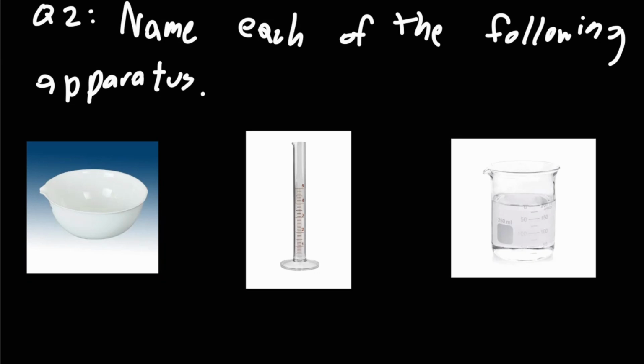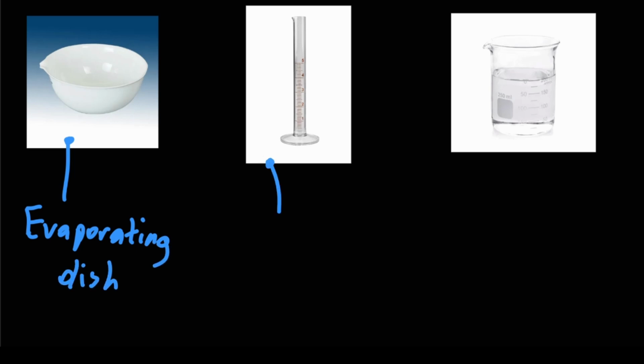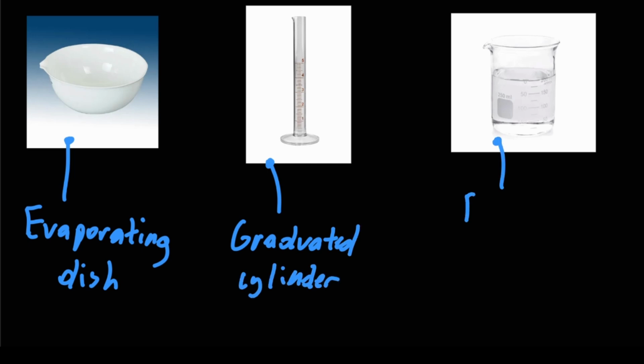One quick question before we finish up. Name each of the following apparatus. Try them yourself. Right, so this is an evaporating dish or basin, whatever you wish. This is a graduated cylinder. And this is a beaker.